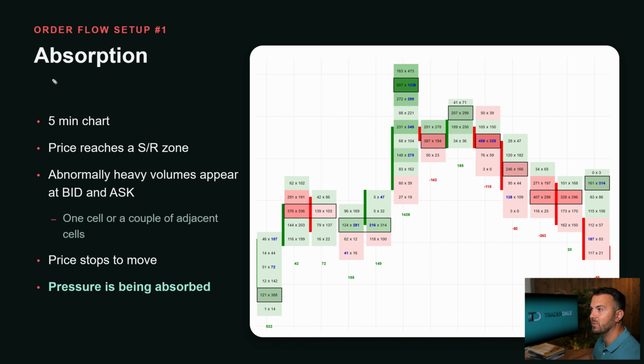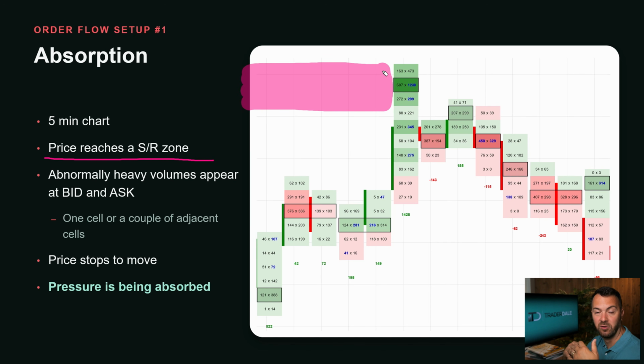So, absorption. First thing, I do this on a 5-minute chart. All those order flow confirmations are on a 5-minute footprint chart. What I want to see is price reaching a strong support or resistance zone. So imagine that in this case, we have a strong resistance zone somewhere in here, resistance which we found using the volume profile setup, the one I showed you, the trend setup, right?